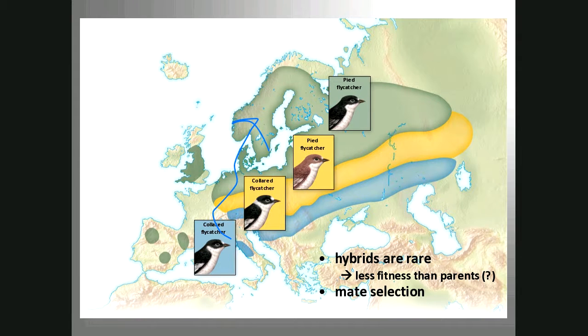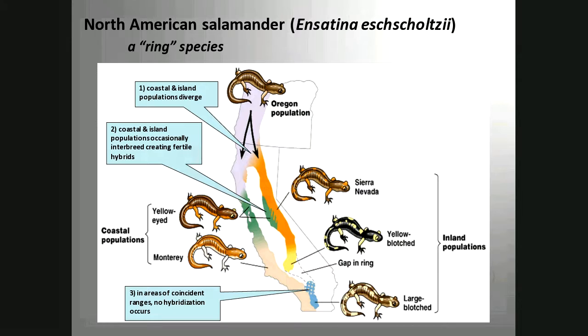The next example having to do with this has to do with allopatric speciation that I talked about when it comes to a physical geographical barrier. The North American salamander. This is an example of what we call a ring species. Ring species are called that because their distribution surrounds something like a ring. All right, so follow what's going on here. Moving up to the top, we have the original population of this salamander, that's the original Oregon population.